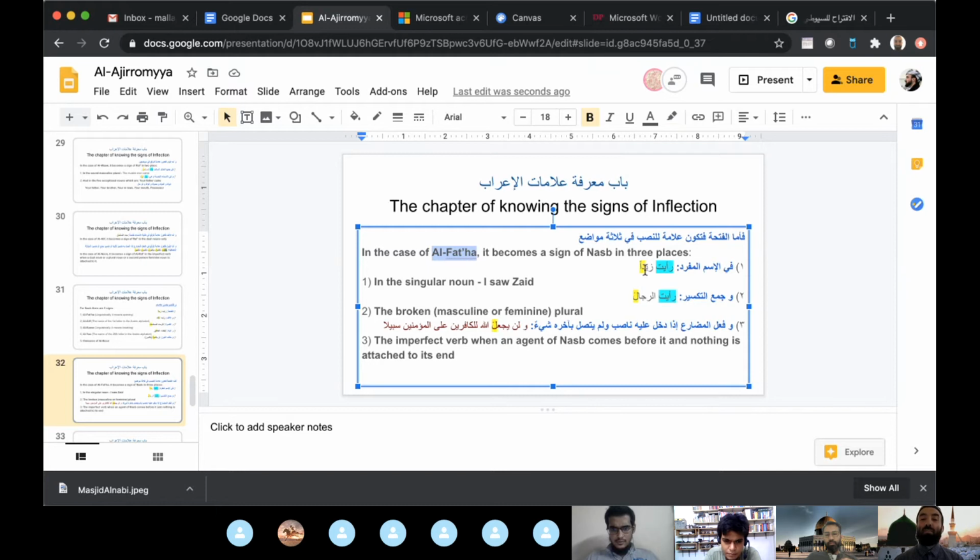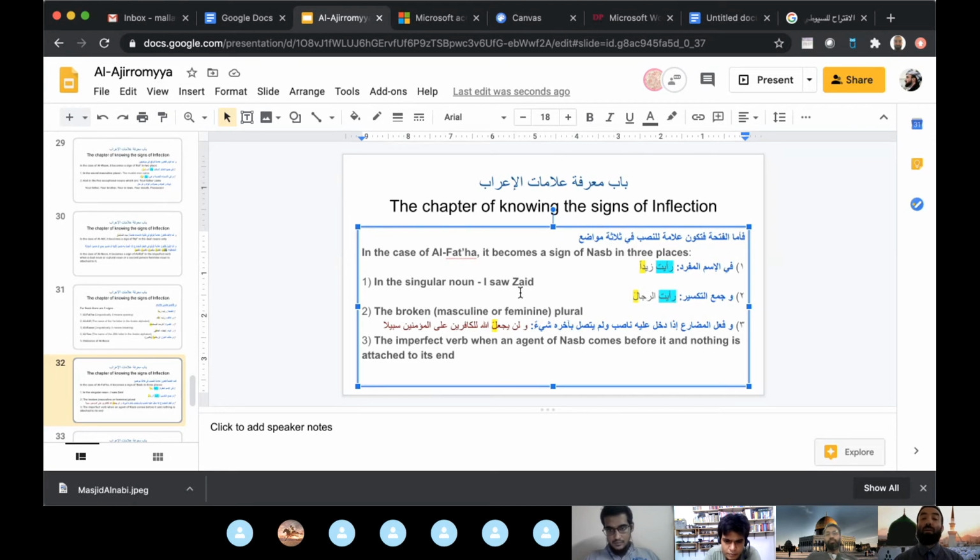So you know Zaid is a singular noun, and you see that it has a fatha. You automatically know it's mansub. You know it has the inflection of nasab. And then you look at the sentence. There are 2 people in the sentence. It is you and Zaid. You're saying I saw Zaid.